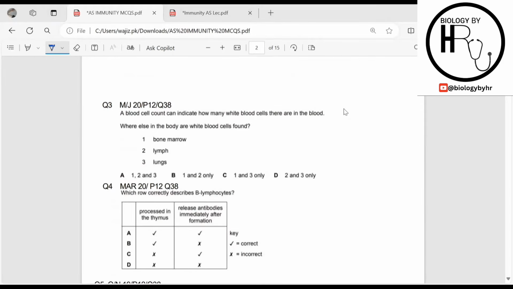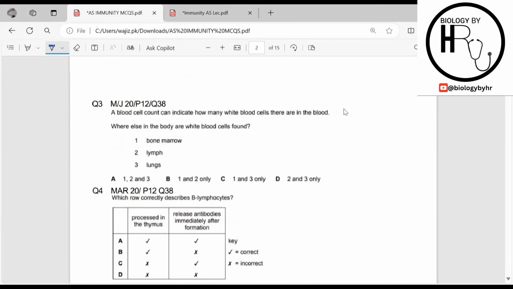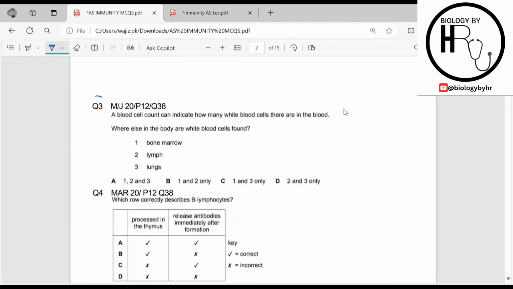Alright, now let's move on to question number 3 and see what they are asking us to do in this question. A blood cell count can indicate how many white blood cells are there in the blood. Where else in the body are the white blood cells found? They have given us the options: 1, bone marrow; 2, lymph; and 3, lungs. We know that white blood cells are made in the bone marrow, right? So the white blood cells will be found in the bone marrow.